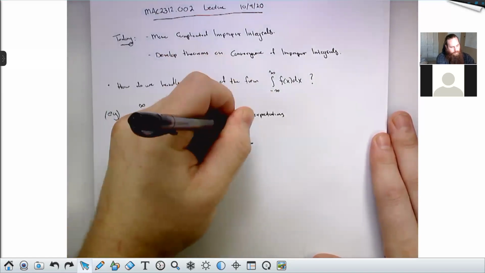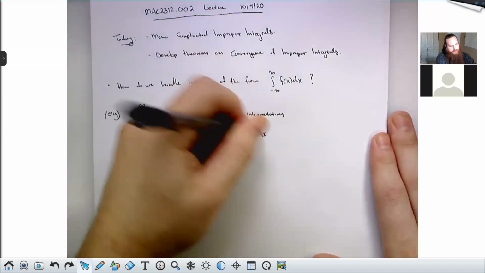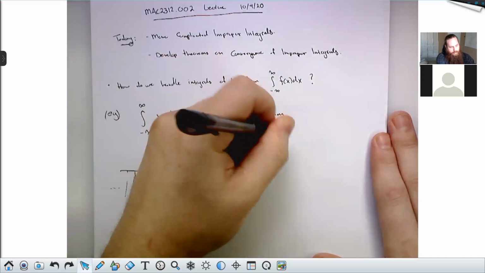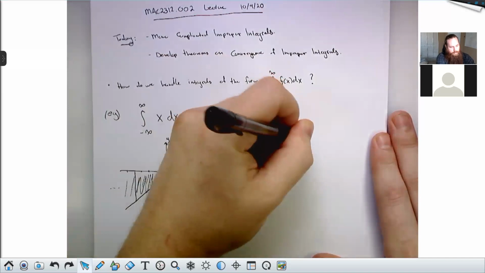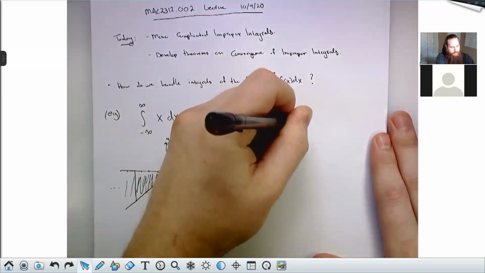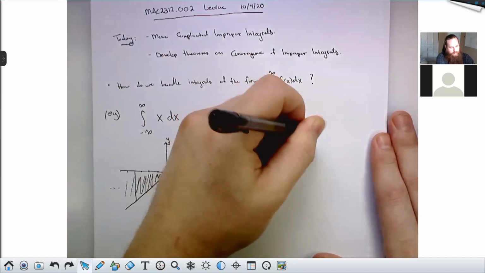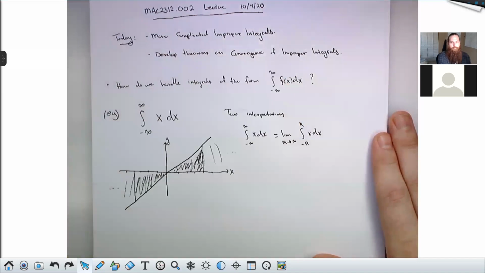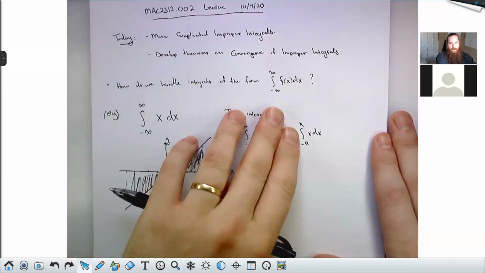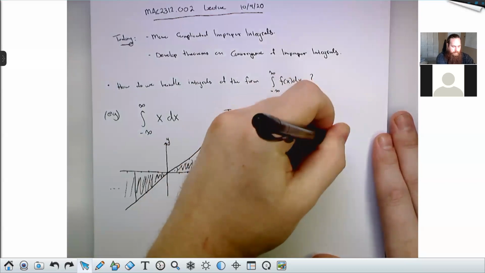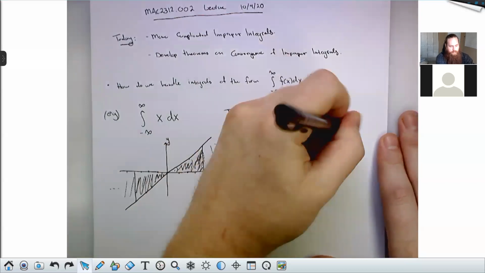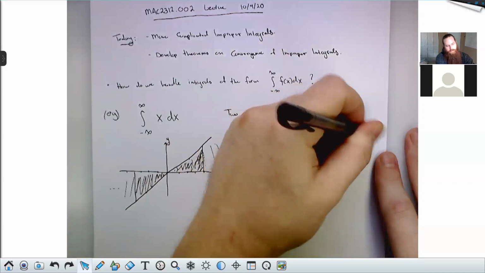The integral from -∞ to infinity of x dx could, on the one hand, be thought of as the limit as r goes to infinity of the integral from -r to r of x dx. And then the integral from -r to r of x dx is 0 for every real number r. So this would be the limit as r goes to infinity of the constant function 0, which certainly is 0.